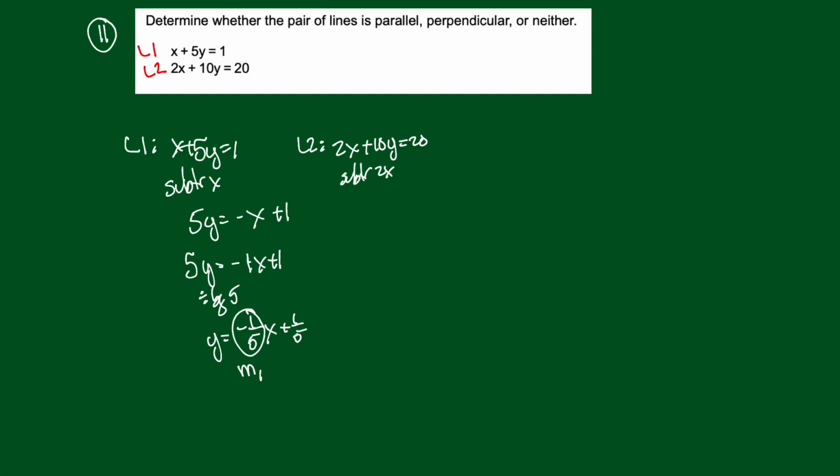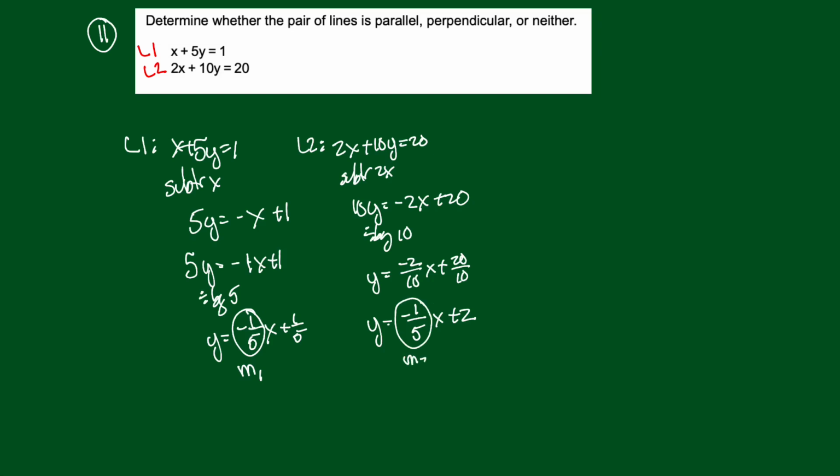Maybe you can see what's going on already. We'll get 10y equals negative 2x plus 20. I'm going to divide by 10. So I'll get y equals negative 2 over 10 x plus 20 over 10. We can reduce this, right? Let's reduce those. So we'll get y equals negative 1, divide each by 2, negative 1/5 x plus 2. There's the slope of line 2. Now, you can see it.